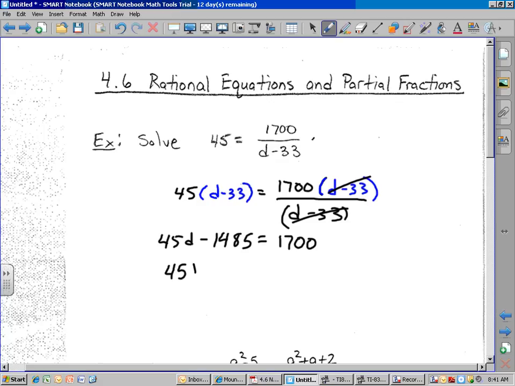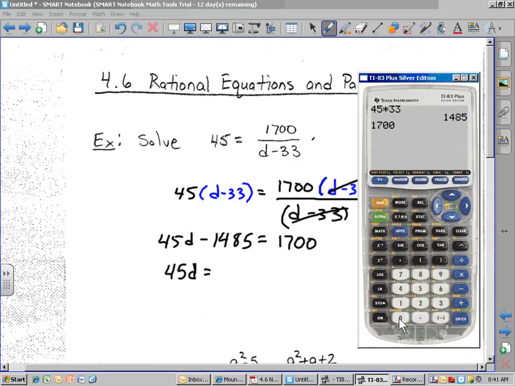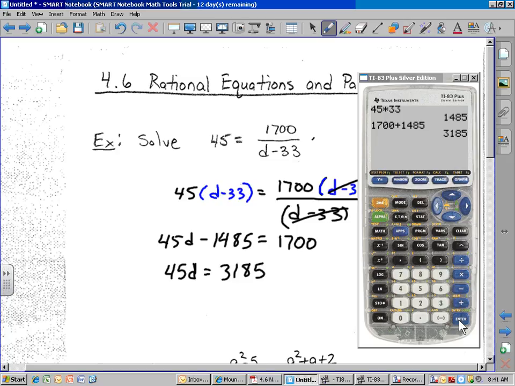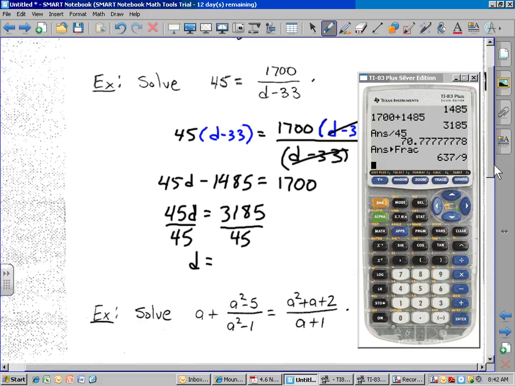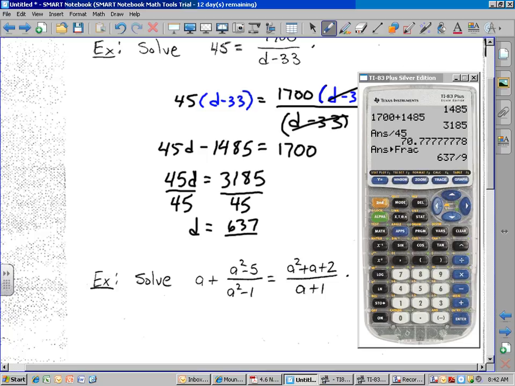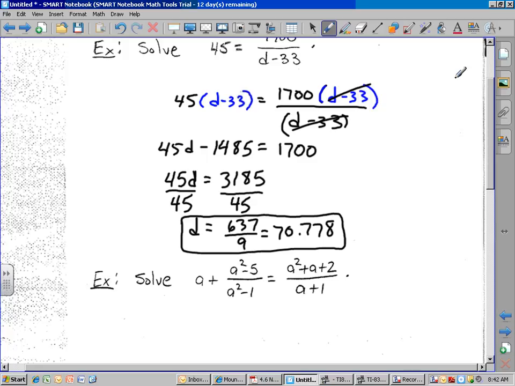So we take the 45d, and we're going to go ahead and add the 1485 over to the other side. So 1700 plus 1485 is 3,185. And we'll divide both sides by 45 to get our d. So 3185 divided by 45. Go ahead and get a fraction also on that. So 637 over 9, or 70.778. Depending on what the application is, the exact value might be what we want, or the decimal equivalent might be what we want. But that's all you have to do.